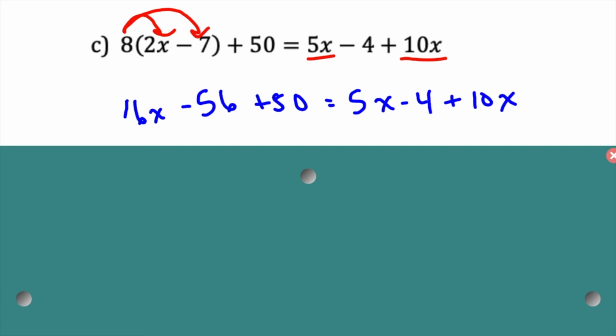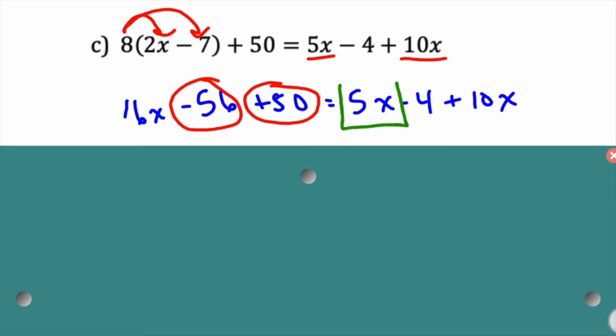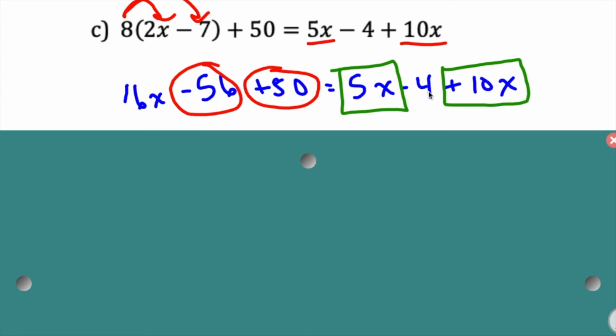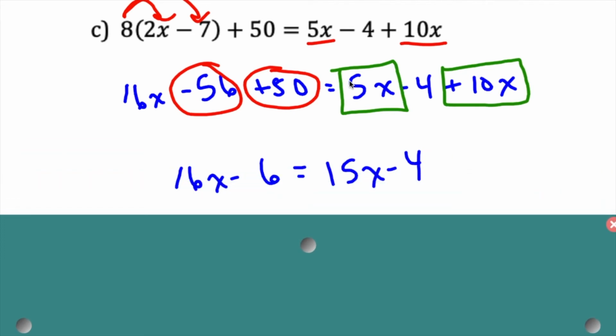Like I said, I'm just doing one thing at a time here. So my next step is to combine like terms. So if I'm looking on the left-hand side here, what are my like terms? Well, negative 56 and plus 50. Those are the like terms over there. And on the right-hand side, what are the like terms over here? 5x and 10x. Those are my like terms on the right-hand side. So what do we get here? Negative 56 plus 50 gives me 16x minus 6. 5x plus 10x is 15x, and then minus 4.